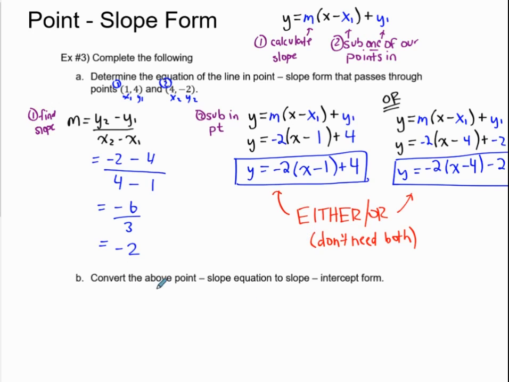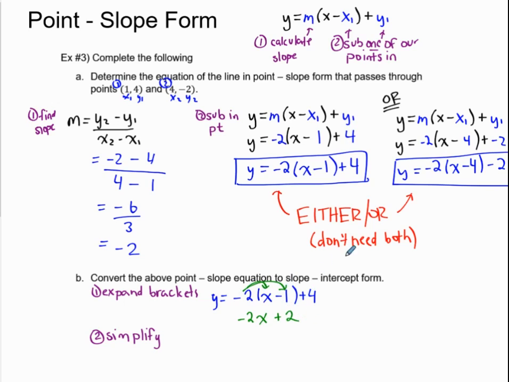Okay, and to show that, we're going to convert our above point slope equation into slope intercept form. So remember how we do that? We just need to expand these brackets and simplify. Okay, so expanding our brackets. So -2 times x is -2x. And then -2 times -1. Negative times a negative is a positive. 2 times 1 is 2. Then we still have this plus 4 out here, and we still have this y equals. So this turns into this.